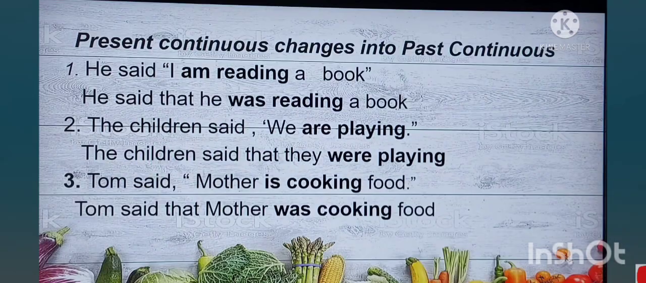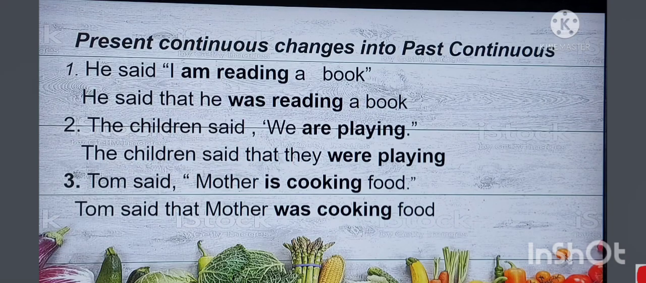The present continuous changes into the past continuous. Look at the example. He said, "I am reading a book." Answer, he said that he was reading a book. Am reading, which is present continuous, changes into was reading, past continuous.